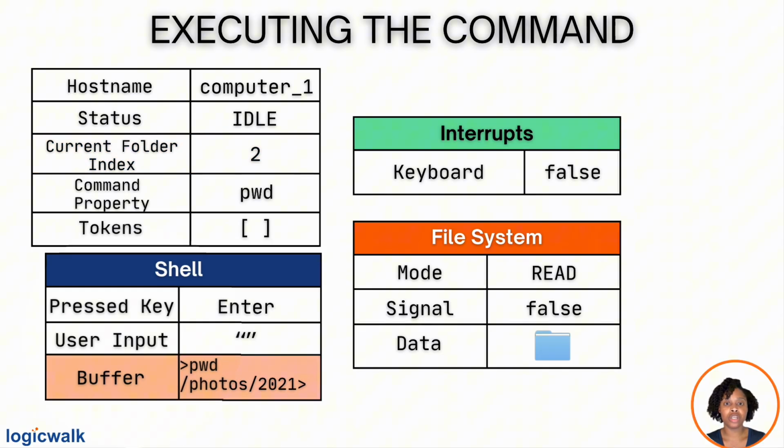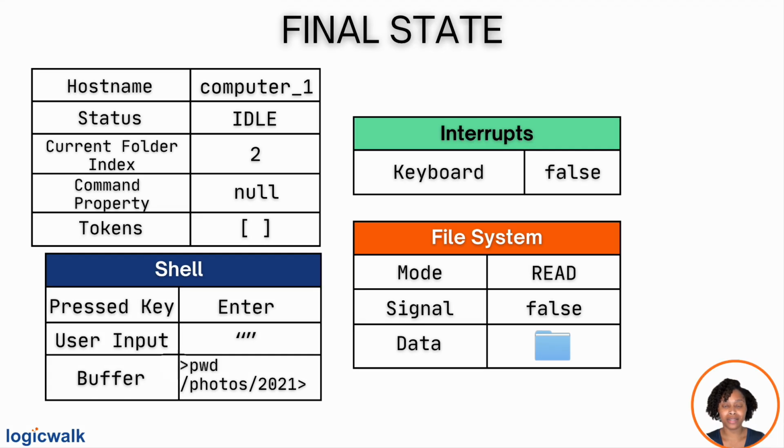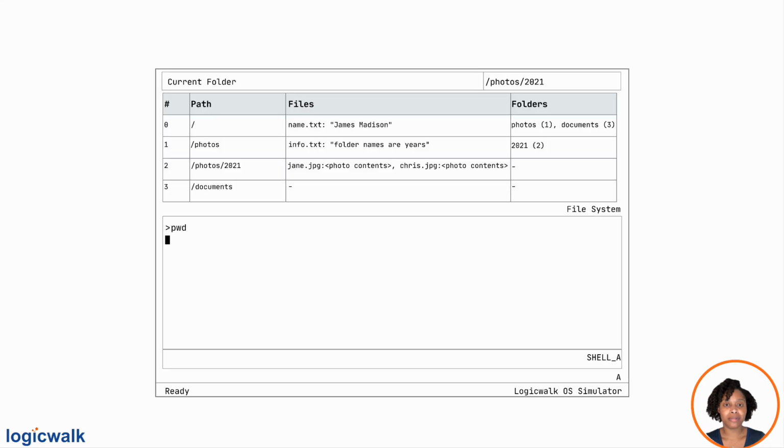It then appends a new shell prompt to indicate that the command execution is complete and the OS is ready for more input. Here's the final OS state after the pwd command completes. Everything else remains the same except the command property, which is now set to null, indicating that command execution is complete. Now let's return to the shell. After the user typed pwd and pressed Enter, the shell displays the contents of its buffer.